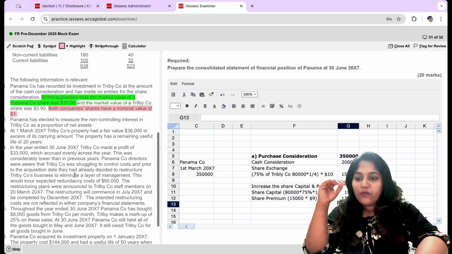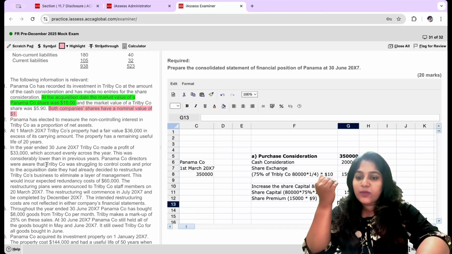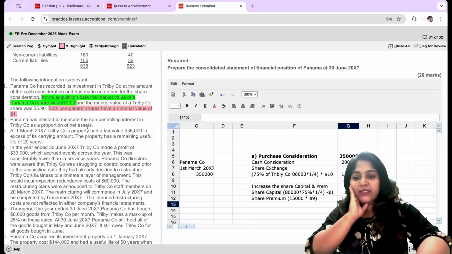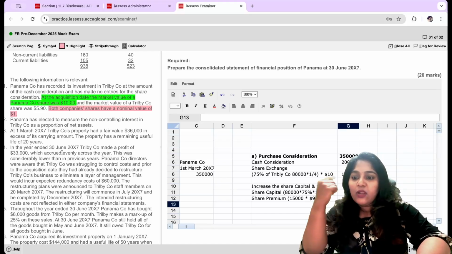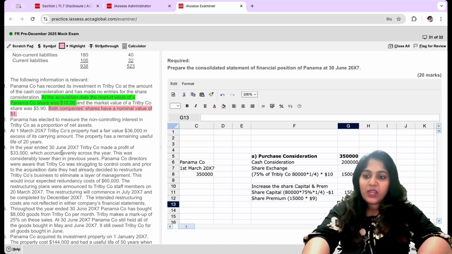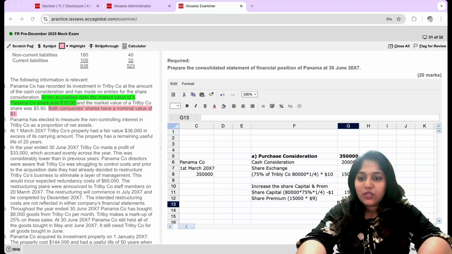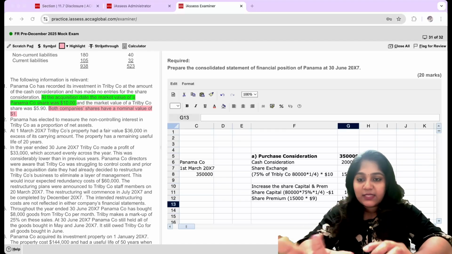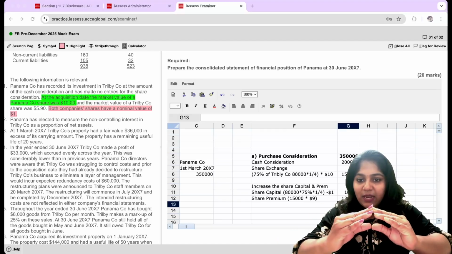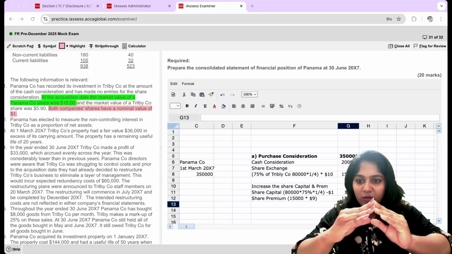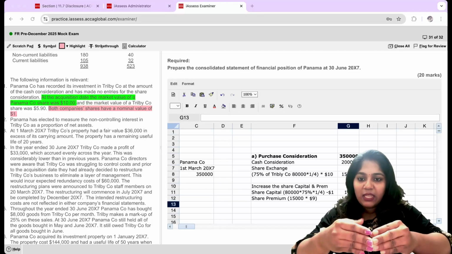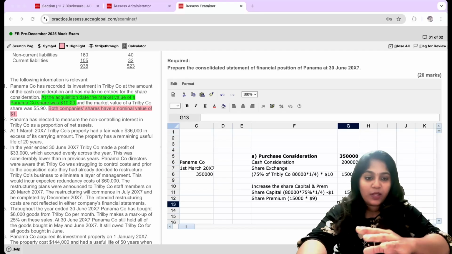Now, moving forward. Panama company has elected to measure the NCI in AAA company as the proportion of net assets. For that, first I need to find out the net assets. Let me keep it on hold. Look at the third information given. At 1st March 20X7, AAA company's property had a fair value of $36,000 in excess of its carrying amount. The property has a remaining useful life of 20 years.